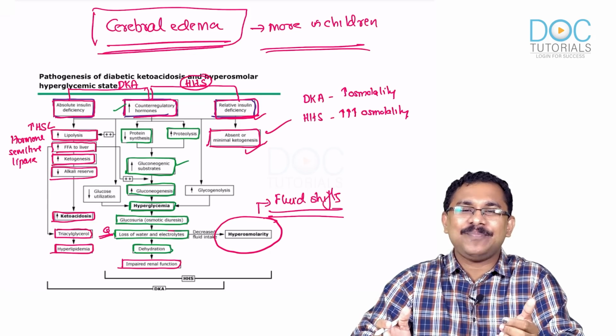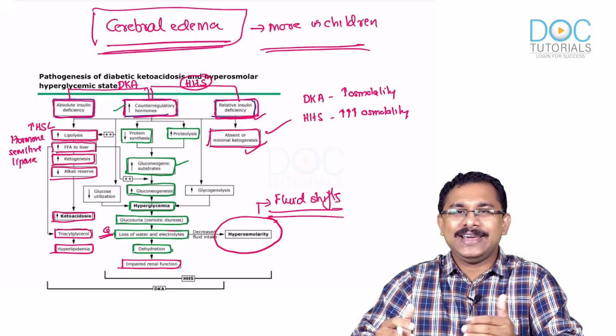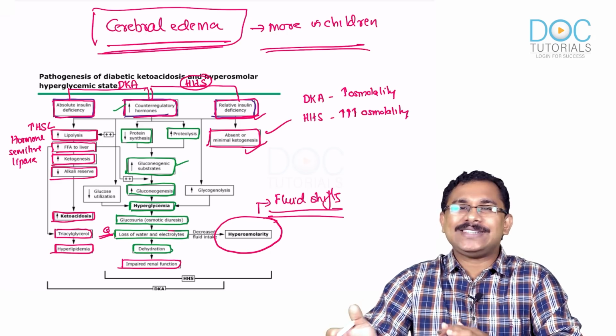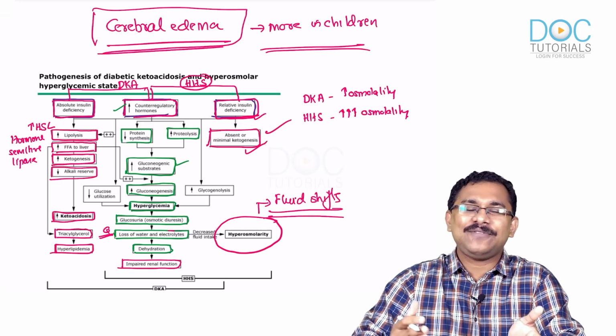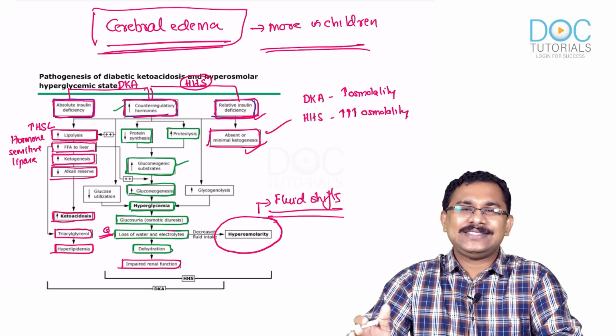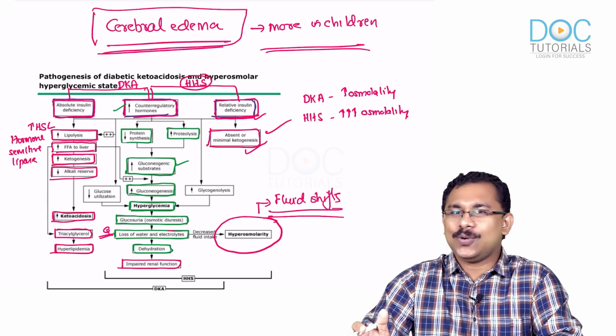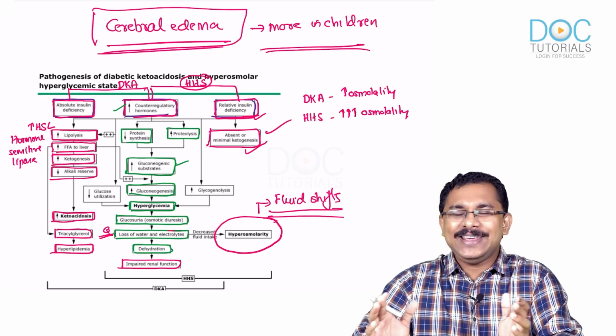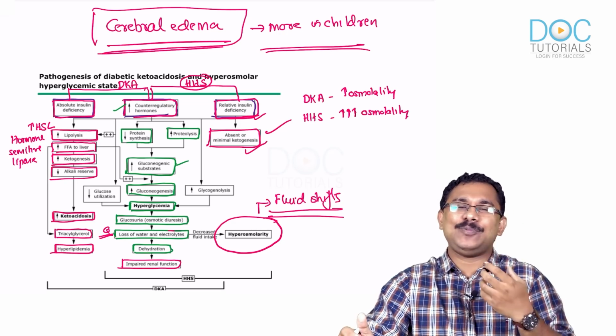hormones in DKA, relative insulin deficiency and increased counter-regulatory hormones in HHS. No ketoacidosis in HHS, you have ketoacidosis in your DKA. So that is the basic difference in the pathogenesis. Clear? This understanding is very important. Then only you will learn to manage.